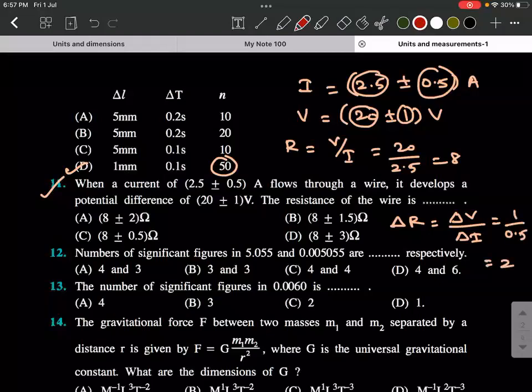So when you report the answer, how will you report it? R plus or minus delta R. That is how the measured values are written. So R is how much? 8. Plus or minus delta R is 2. So which is the right option?